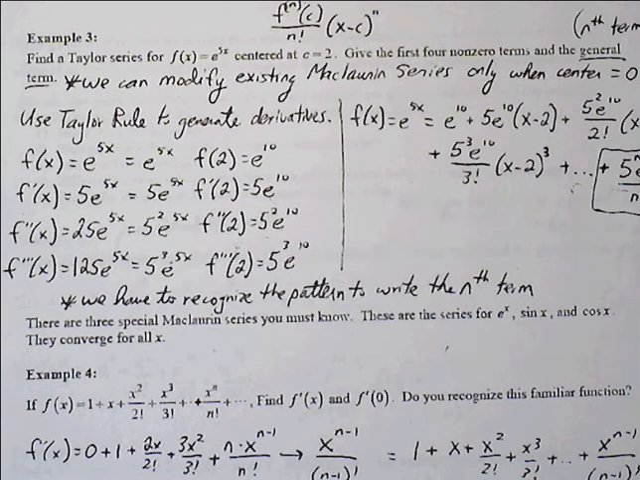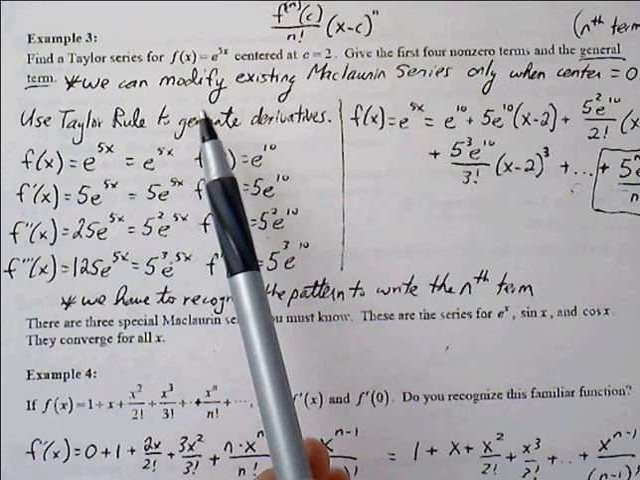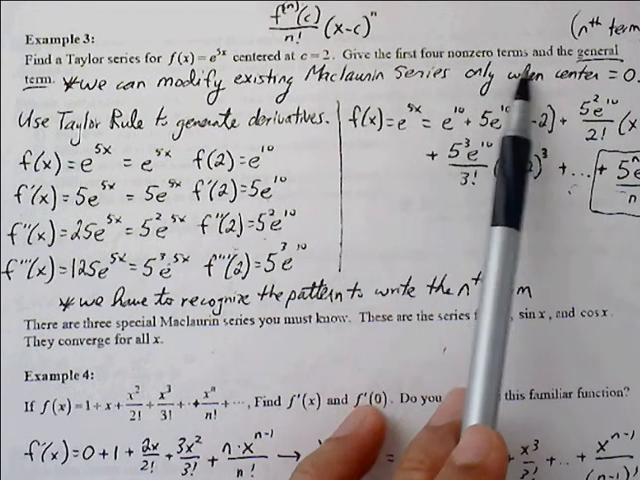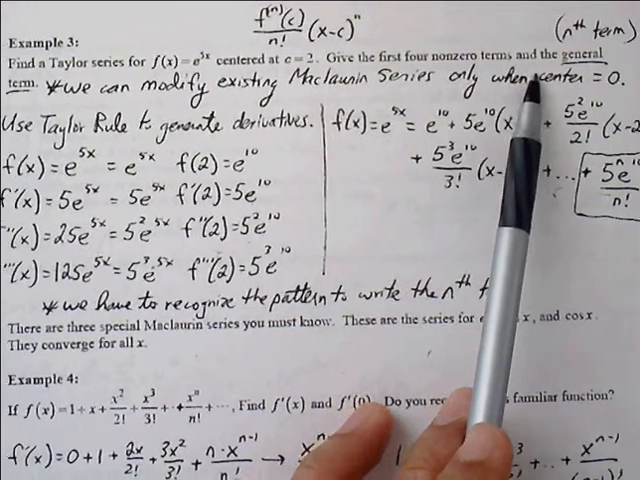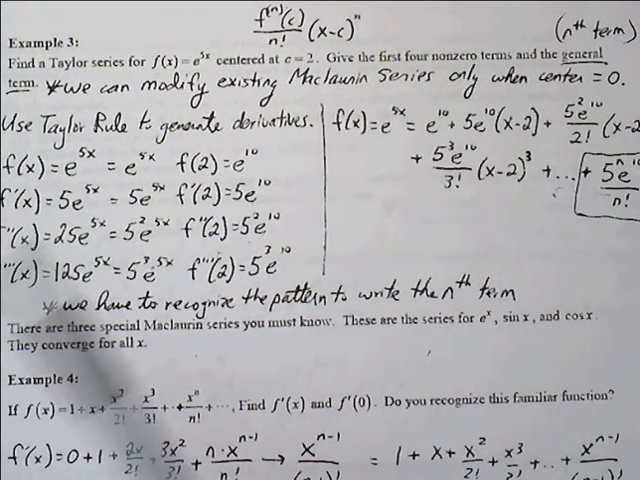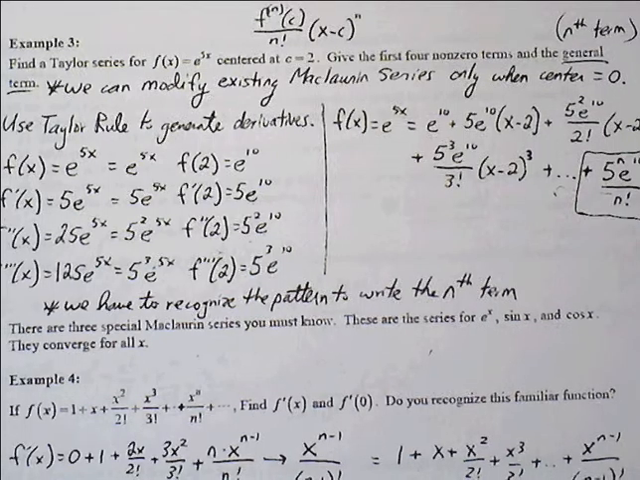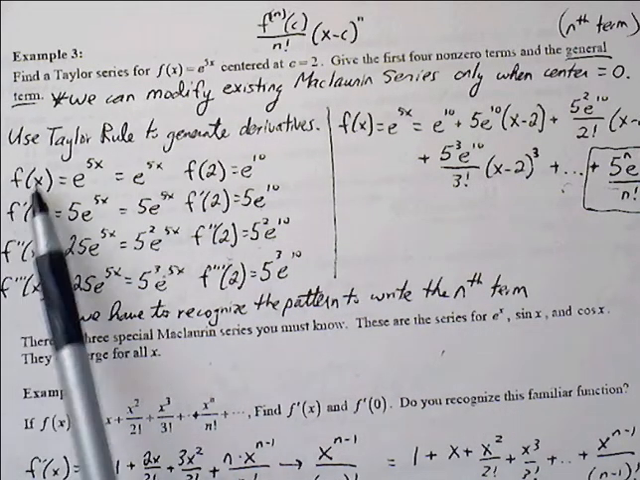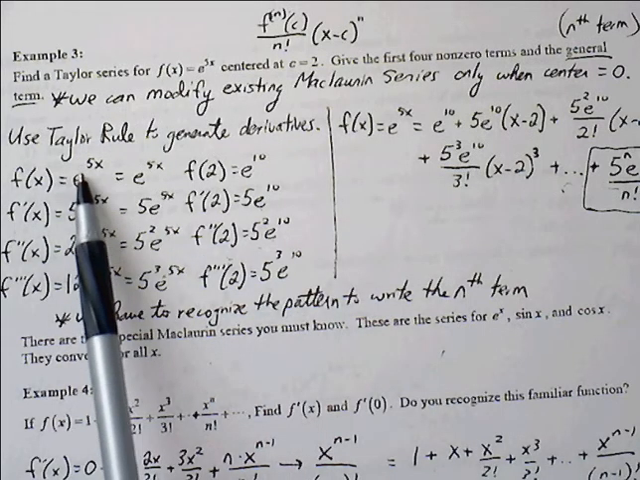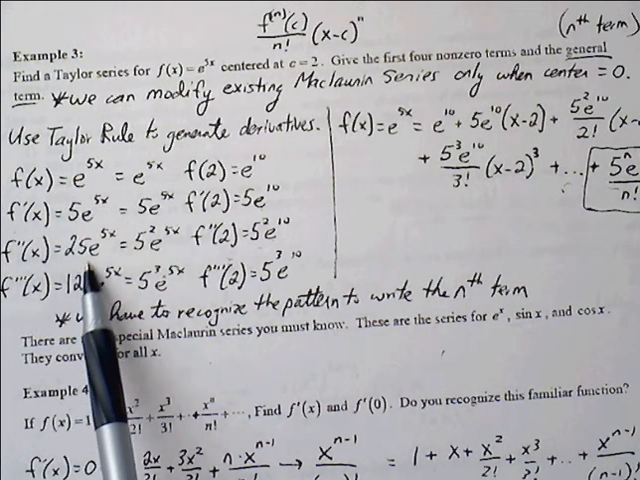Hey, let's finish up with notes from 9.8 power series. So example 3: find the Taylor series for f of x equals e to the 5x centered at c equals 2. Give the first four non-zero terms and the general term. Now we can modify existing Maclaurin series only when centered at c equals 0.